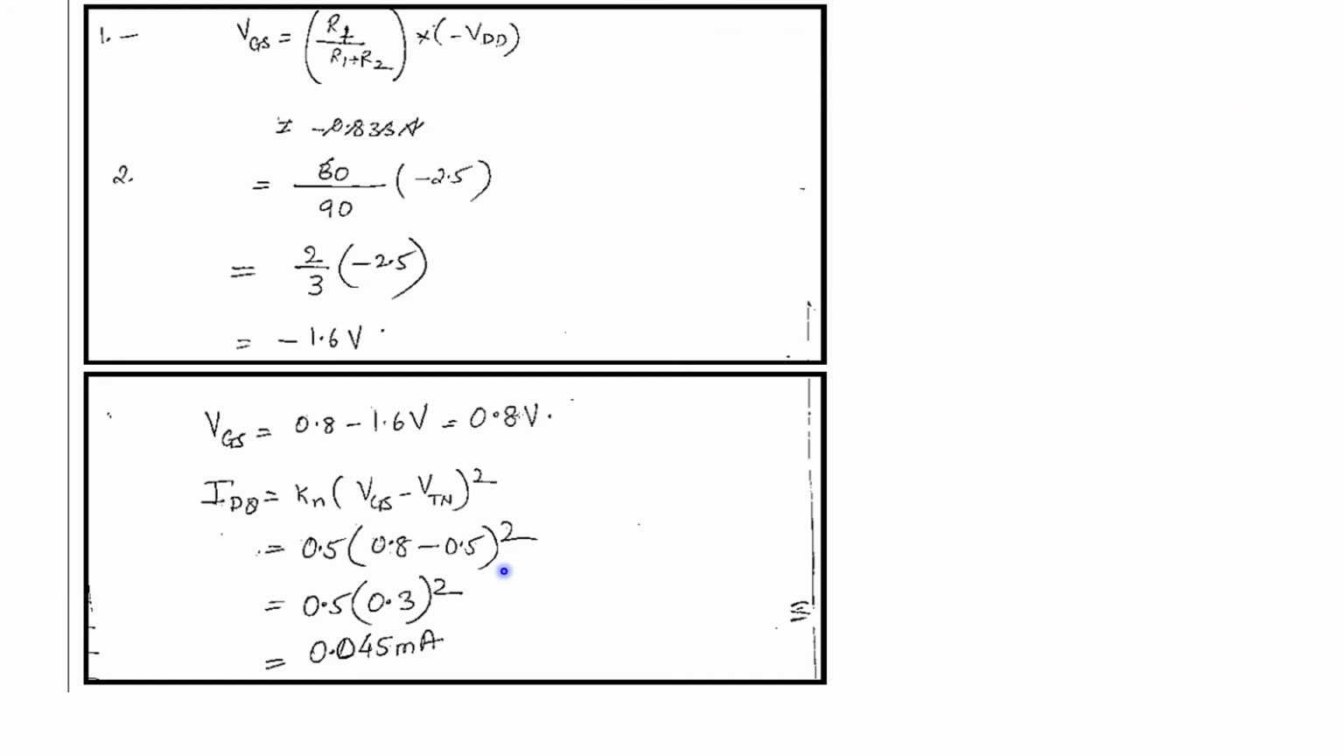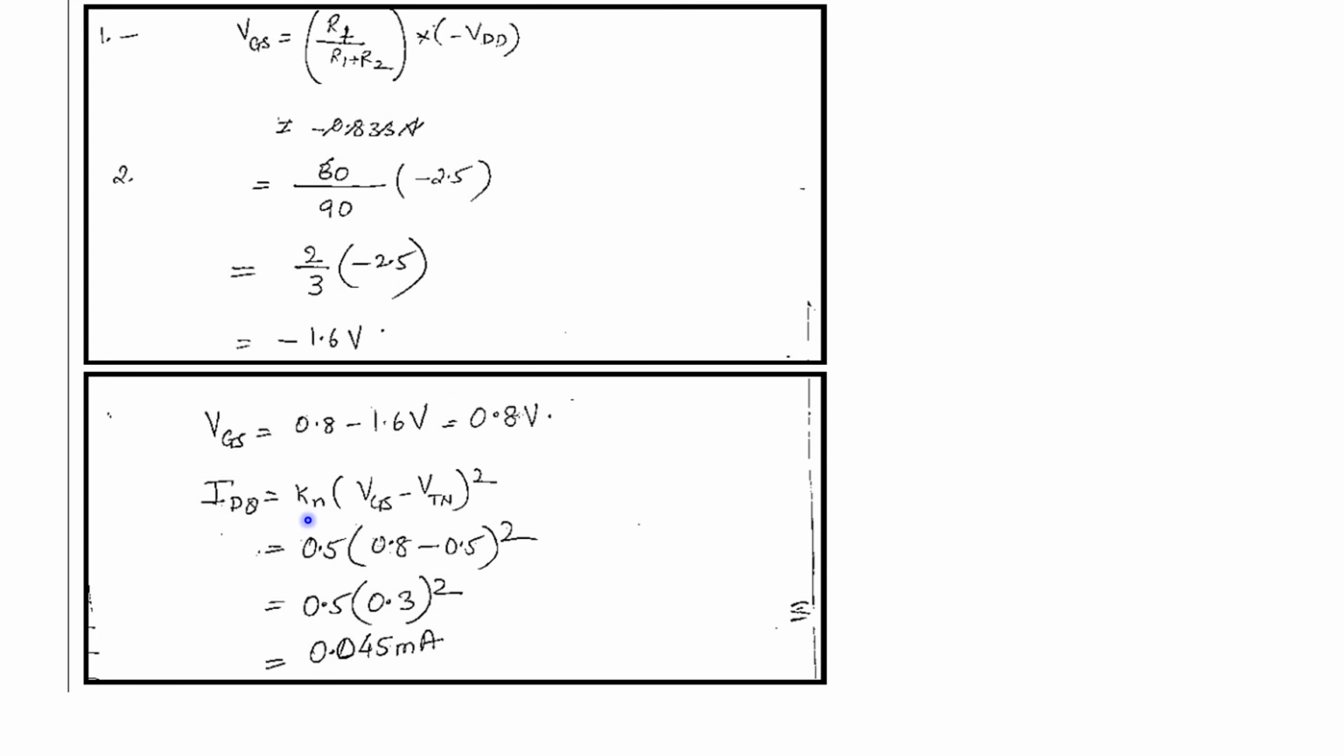Next, when VDD is minus 2.5 volts, at that time VGS comes out to be minus 1.6 volts. So you take the total combination and add them together. Previously, when VGS was obtained using VDD equal to plus 2.5 volts, VGS was 0.83, and now when VDD is negative, it comes out to be minus 1.6 volts. So when you add them, you should get the value as minus 0.8 volts.